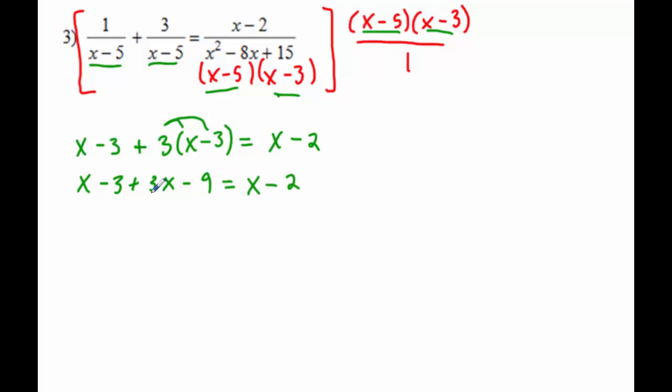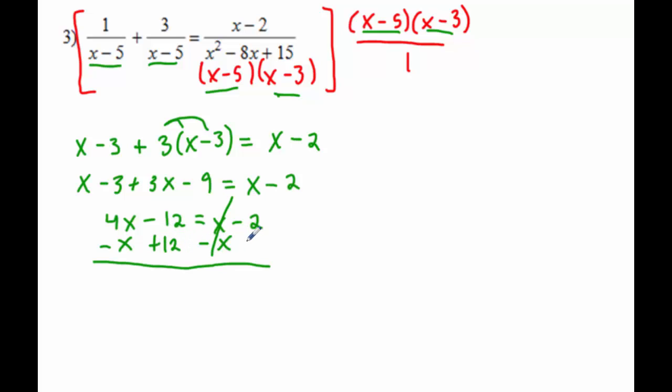Add your like terms. X plus 3x is 4x. Negative 3 minus 9 is negative 12. And then because there's not an x squared, we want our x's on one side and our numbers on the other. So I'm going to subtract x and add 12, so that I get 3x equals 10.